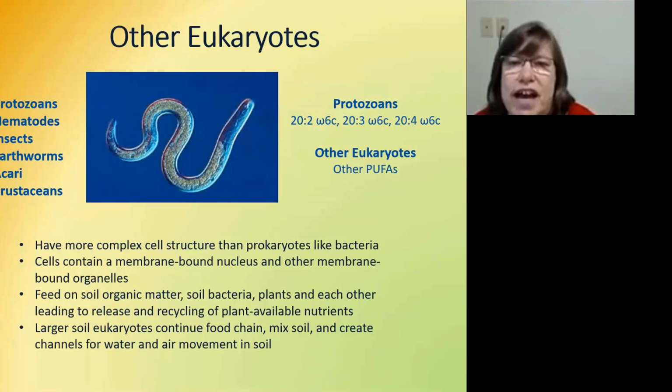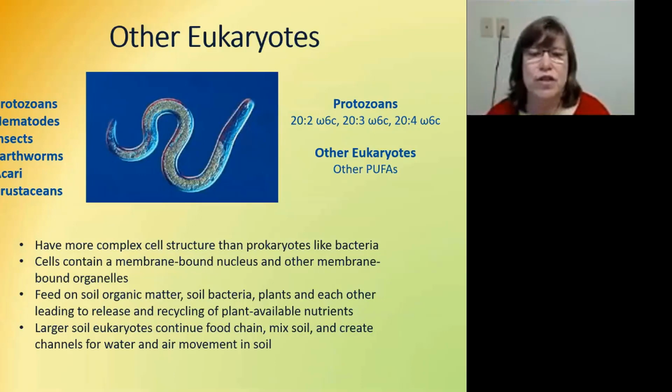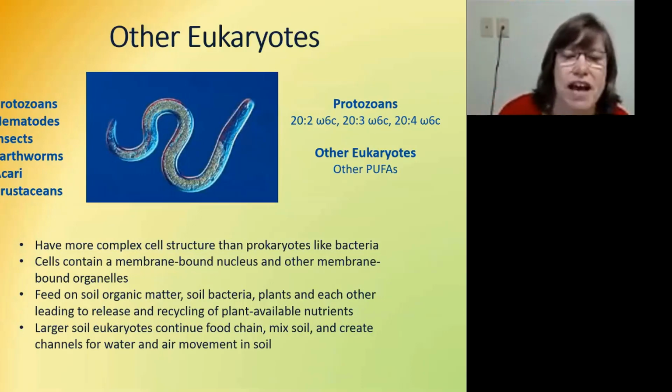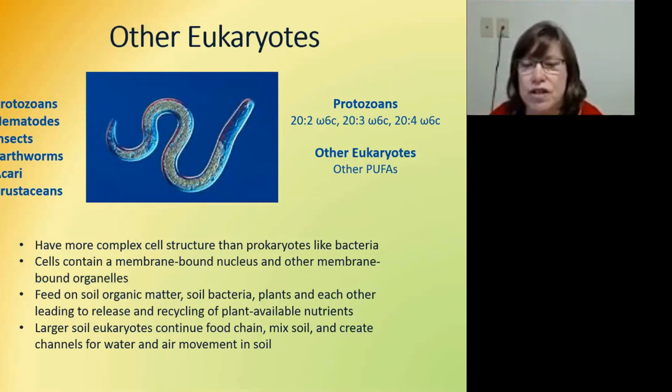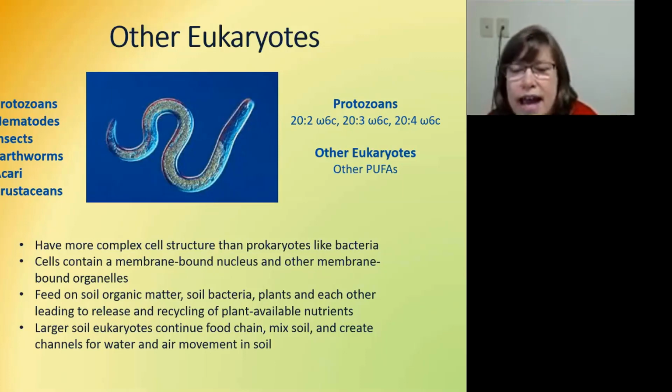Another group that we look at are eukaryotes. So these are organisms that have more complex cell structure than the prokaryotes like the bacteria. Their cells contain membrane-bound nuclei and other membrane-bound organelles. They feed on soil organic matter, soil bacteria, plants, and each other, releasing and recycling the plant available nutrients.